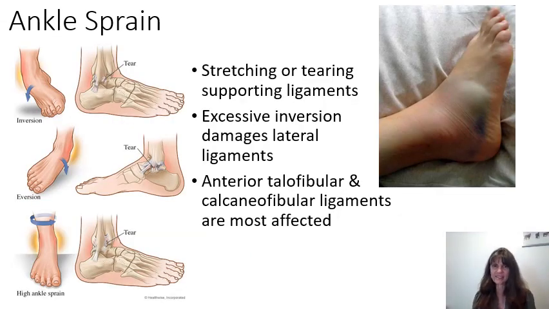Any sprain is a stretching or tearing of supporting ligaments within a joint. If excessive inversion occurs at the ankle, that can cause damage to the lateral ligaments, and usually the anterior talofibular and calcaneofibular ligaments are going to be the ones most affected by an ankle sprain. Remember that inversion ankle sprains or ankle injuries are much more common than eversion ankle injuries.